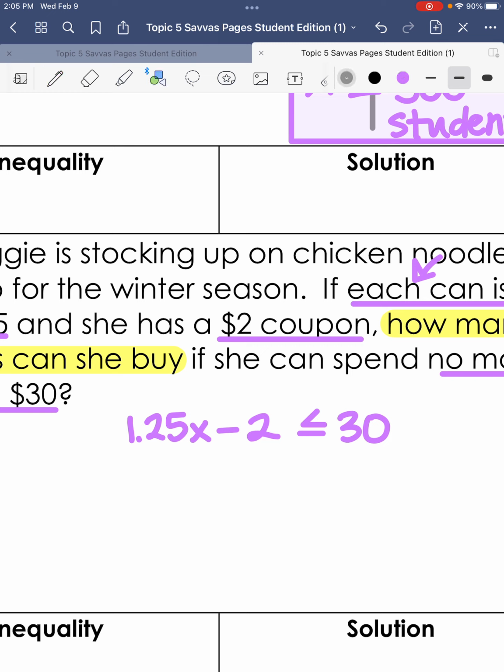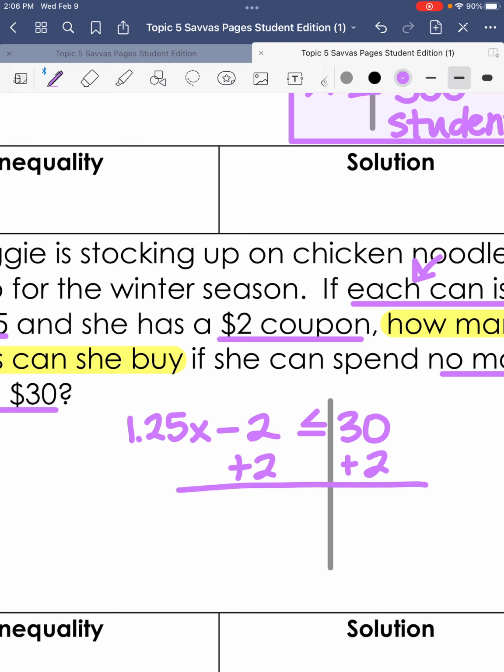So let's first draw our line down our inequality symbol. And remember, we're trying to get that x right here by itself. And I want to start farther away from the x and work my way in close towards the x. So is the 1.25 or is the negative 2 farther away from the x? If you said negative 2, you're correct. So how do I undo that negative 2? Well, I add 2. So I'm adding 2 on both sides of my inequality symbol.